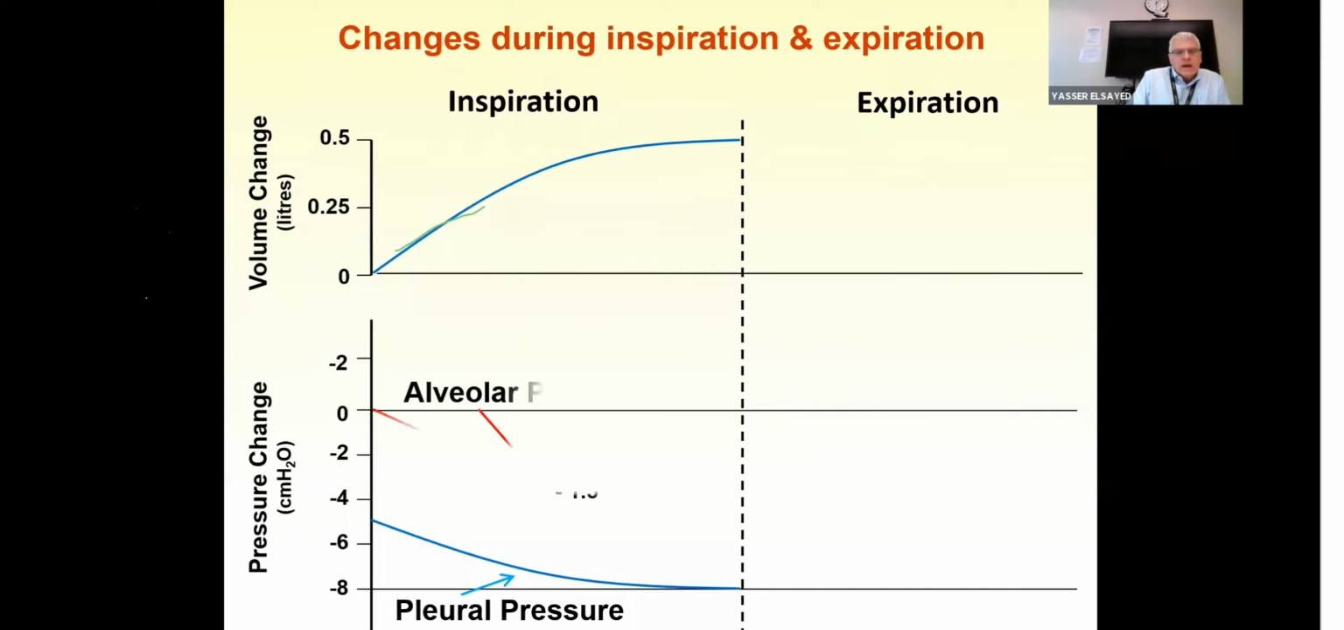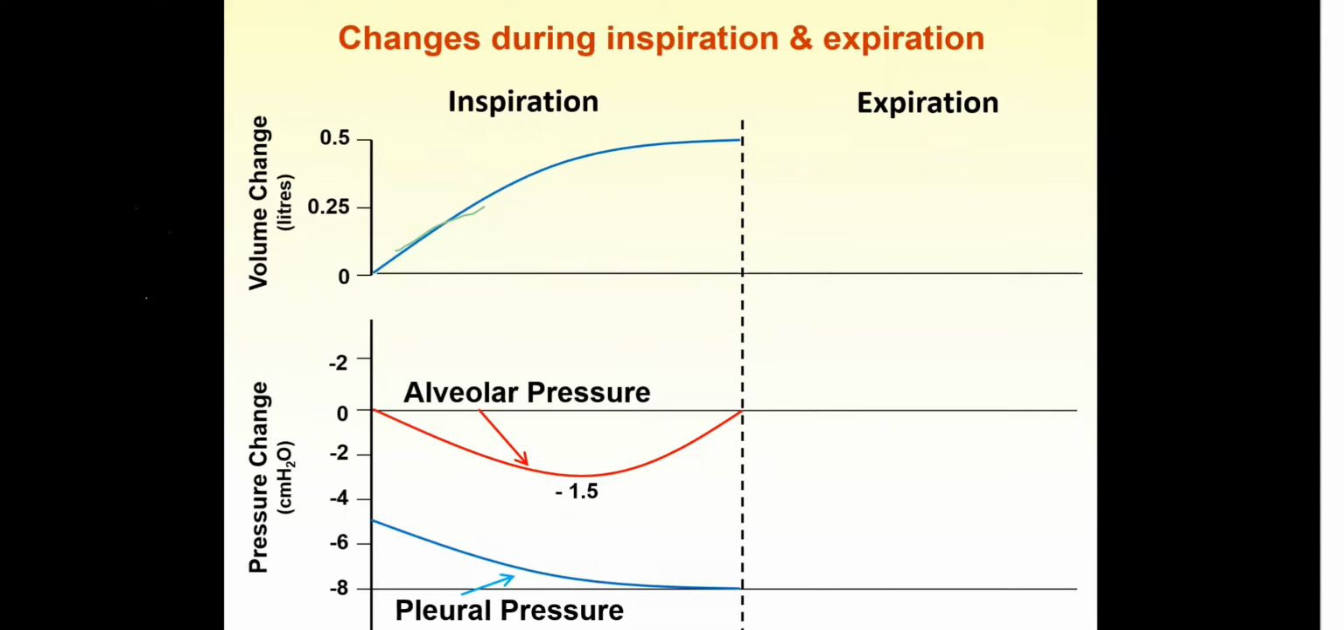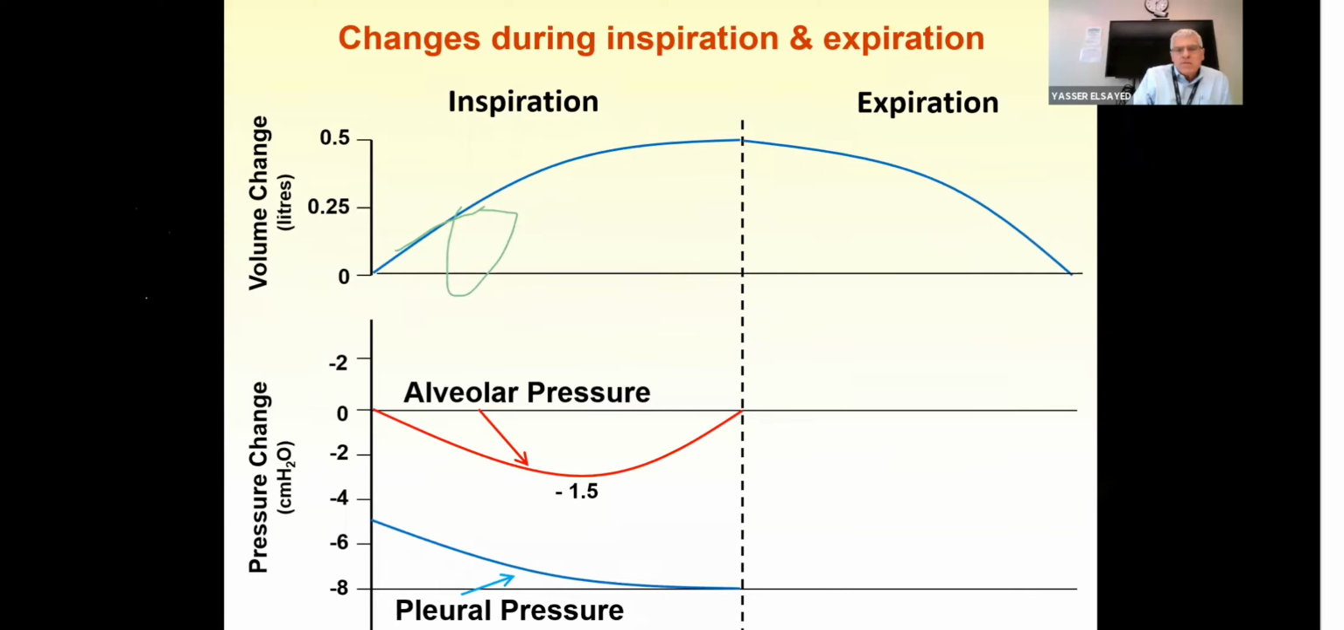Now, when we look at the alveolar pressure, it will also decrease during inspiration, okay? And it will go back to 0 at the end of inspiration. The reason it goes back to 0 is because you have air now going into the alveoli. During expiration, the first change that occurs is that decrease in the volume of the chest cavity.